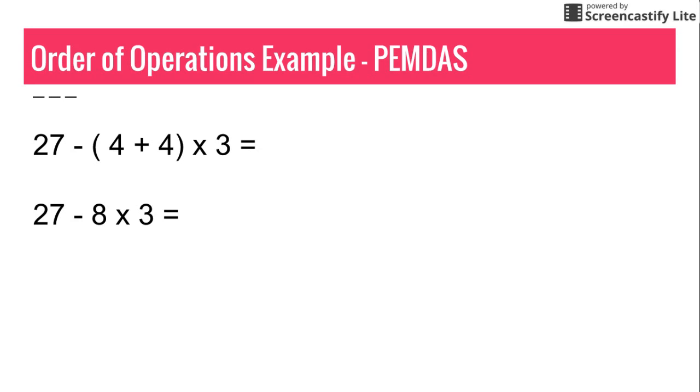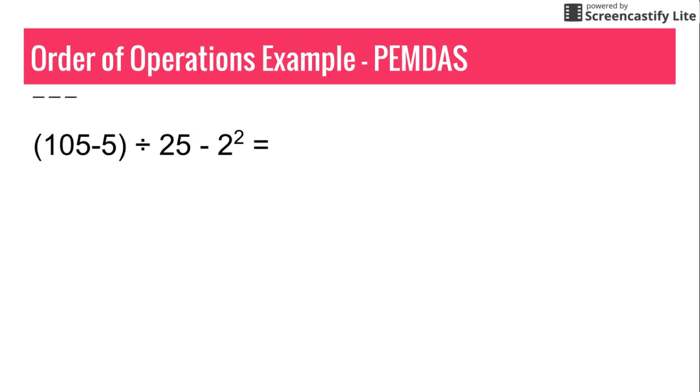So I'm going to rewrite everything. So now I have 27 minus 24. I don't have any more multiplying. I don't have any dividing. I don't have any adding. I have subtracting. So I have 27 minus 24 is 3.